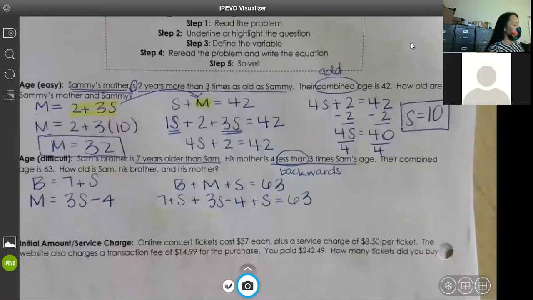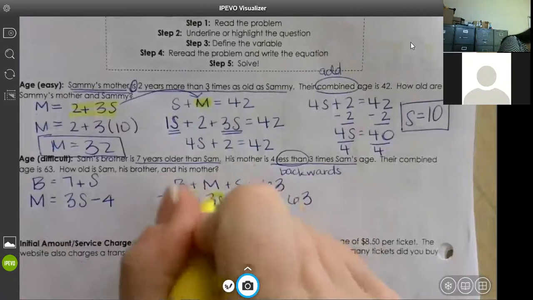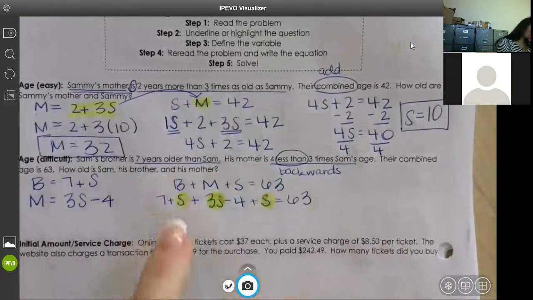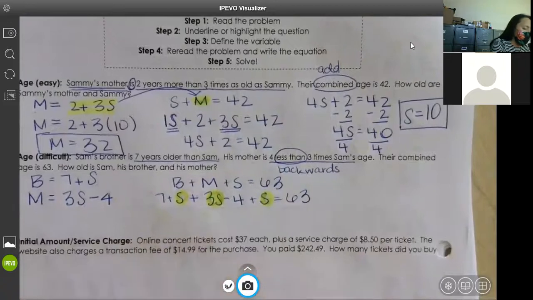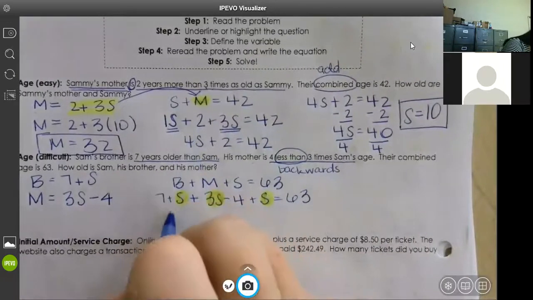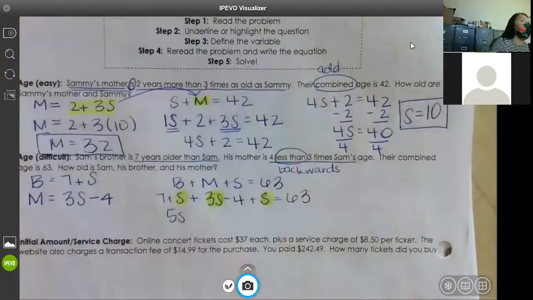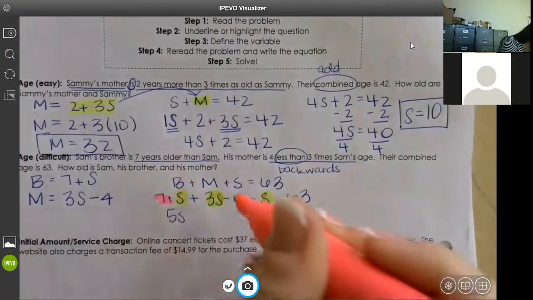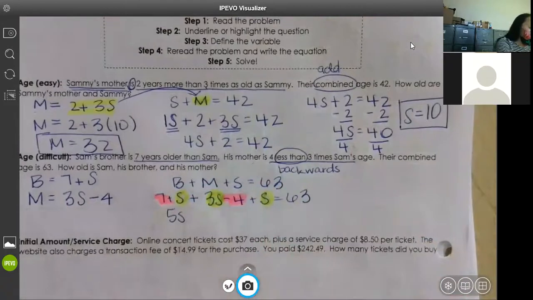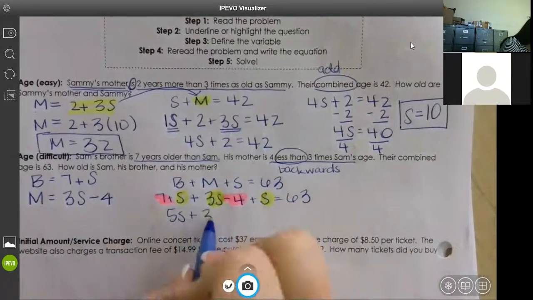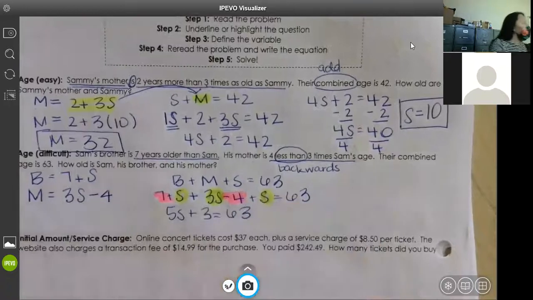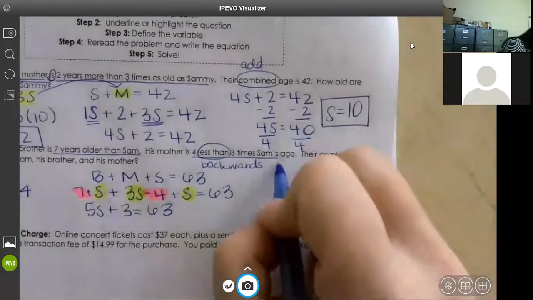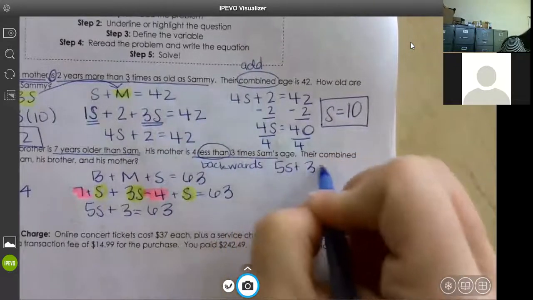All right, so now let's add our like terms. We have some S's. We have 1S and 3S and 1S. What's 1 plus 3 plus 1? 5 S's, so 5S. And then we have our numbers. 7 minus 4. A positive 3. And again, if you need a calculator, use your calculator, use Desmos, use your phone, I don't care. So then I'm going to move this over, just copying it, not doing any work. 5S plus 3 equals 63.